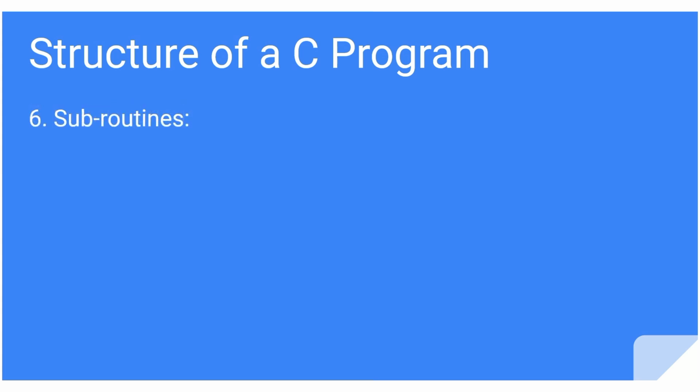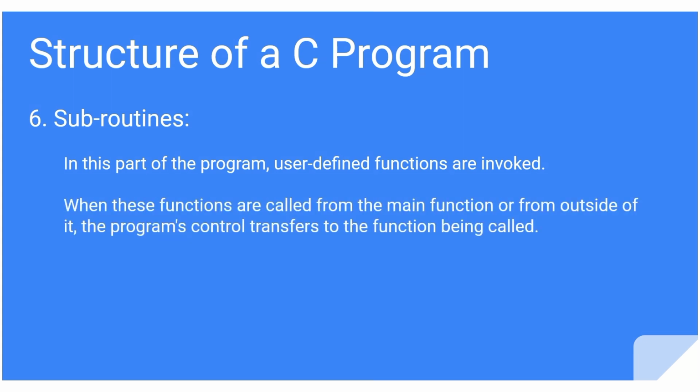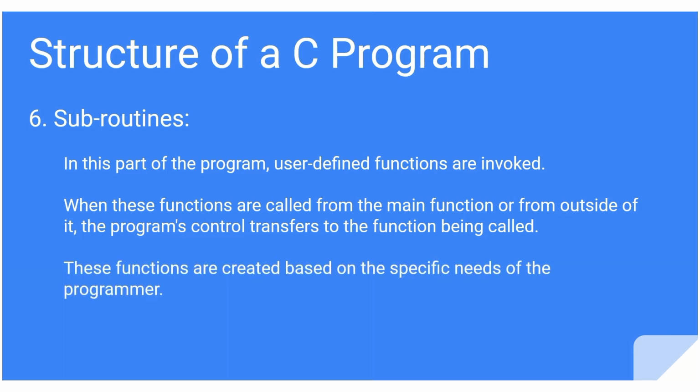Next, subroutines. In this part of the program, user-defined functions are invoked. When these functions are called from the main function or from outside of it, the program's control transfers to the function being called. These functions are created based on the specific needs of the programmer.